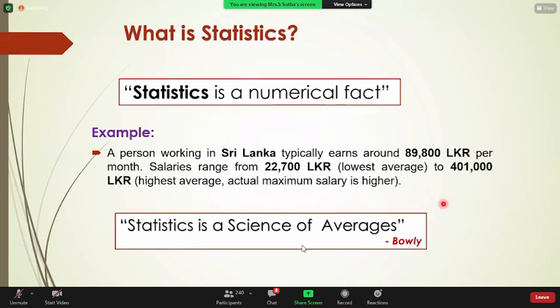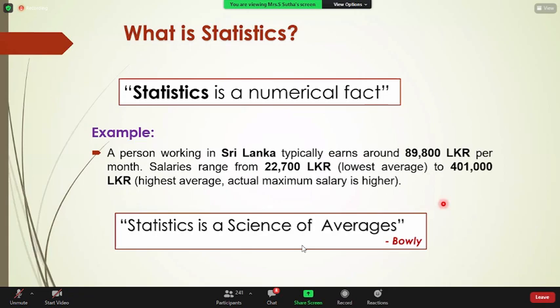Please unmute and answer. What does this number say? 89,800. Any student, please? Read the first statement clearly, the first bit of the statement. Then from that you can get the answer.